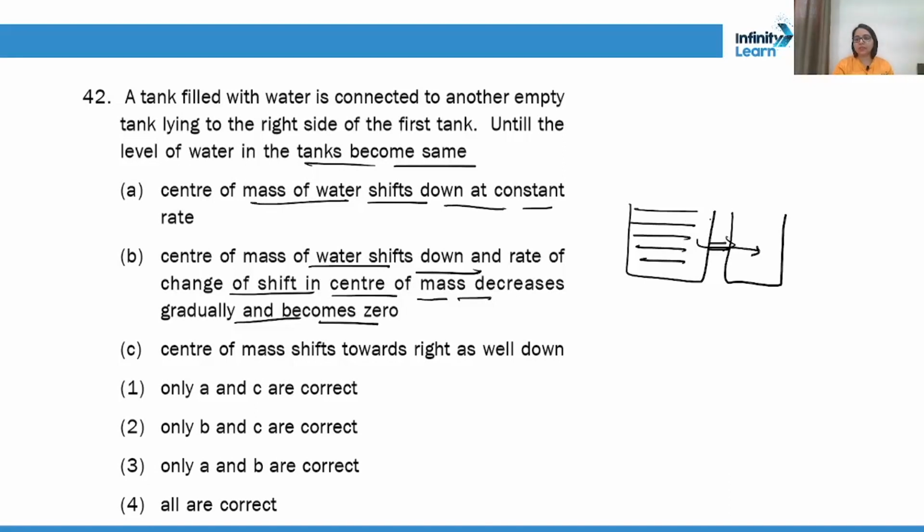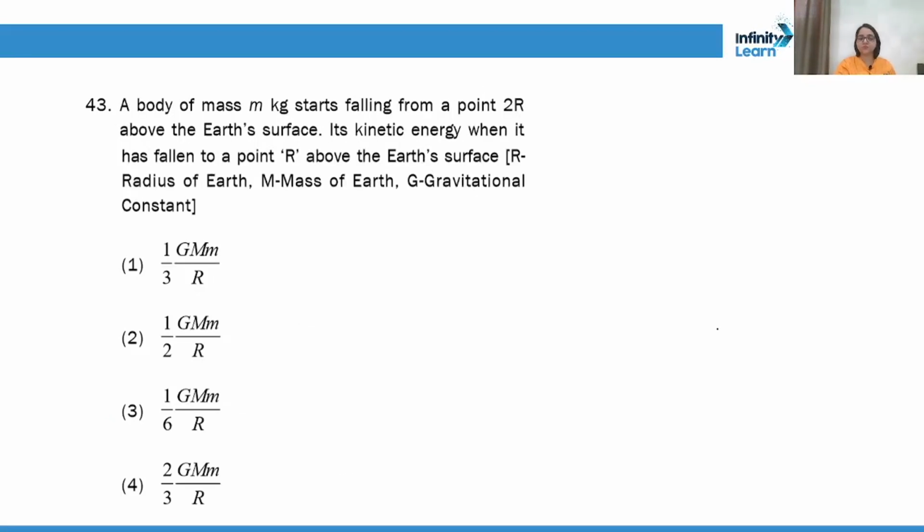Yes, because water is flowing from this tank to this tank. So what will happen? Initially, the center of mass will shift down because the level of the water is decreasing. After some time the level of the water will become the same and there will be no flow of water, so the shift in center of mass will become 0. The center of mass shifts towards the right as well as down, yes, because the mass is flowing towards the right. So options B and C are correct, which is option 2.